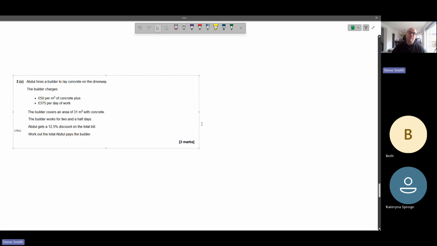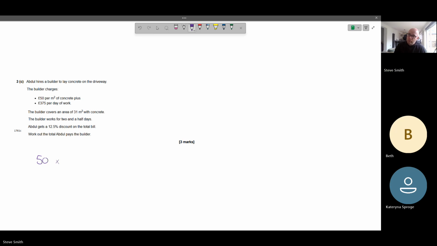So we've got a progression of things. This is multiple sums to do. For a start, we've got £50 per square metre of concrete, and we've got 31 of them. So we've got the price of the concrete we're using. And we've got 2.5 days, but we know it's £375 a day. So we've got 375 times 2.5. If we add both those together, it's going to give us a total. And then we've got our total minus 12.5%.